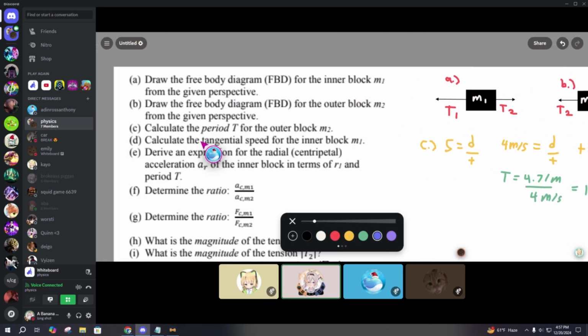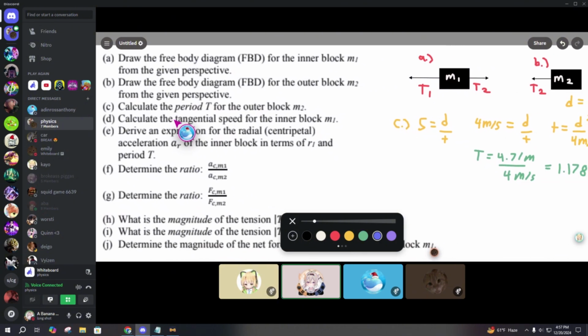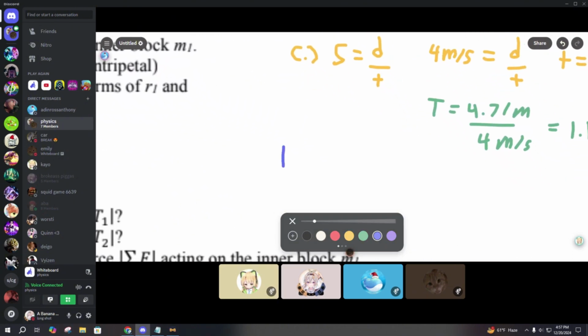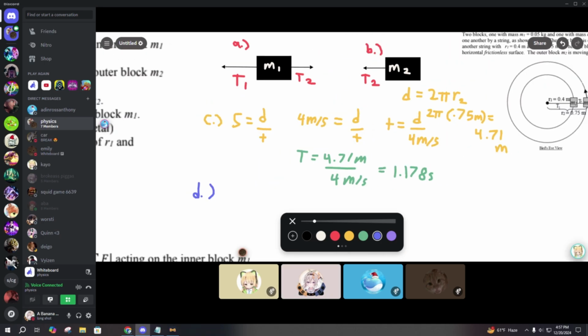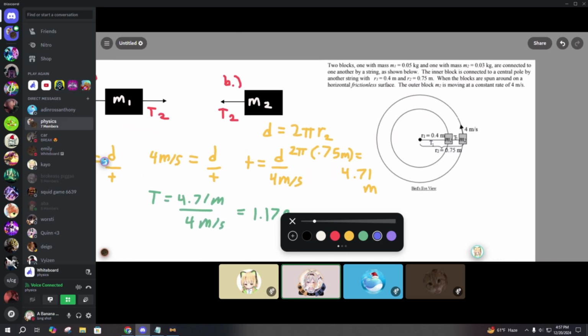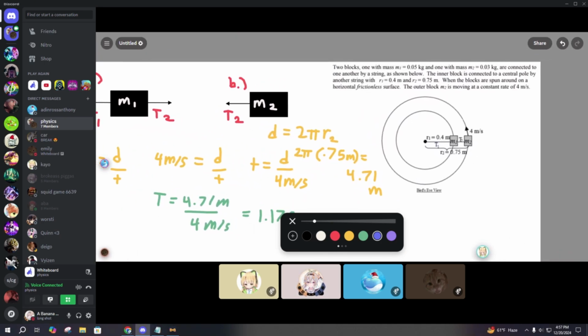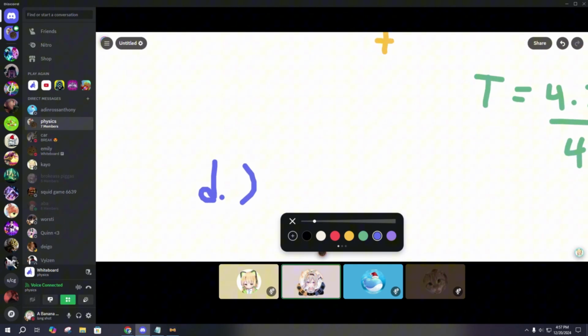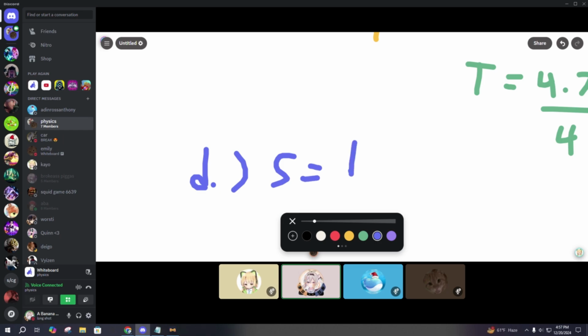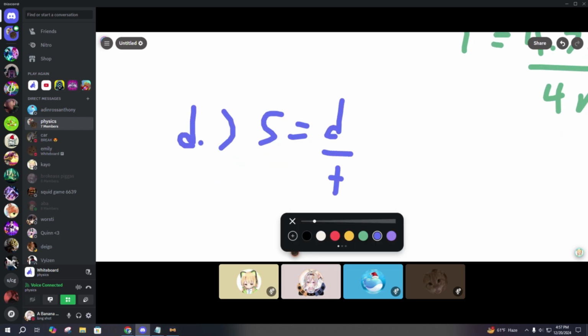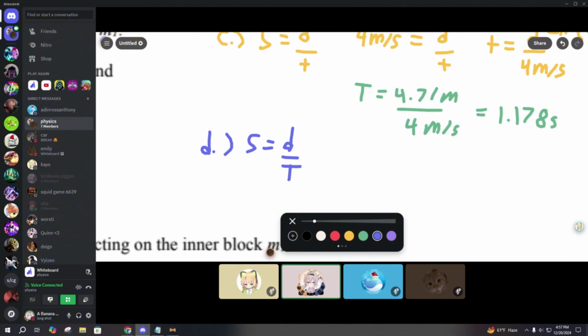So yeah, let's see. Now, D. Calculate tangential speed for the inner block M1. Okay, so I know both these blocks follow the same motion. Like, they're both going to be spinning together. So, I know that speed is equal to distance over time, right? Well, actually, capital T to respect the fact that I'm going to use this time right here because they're moving together.